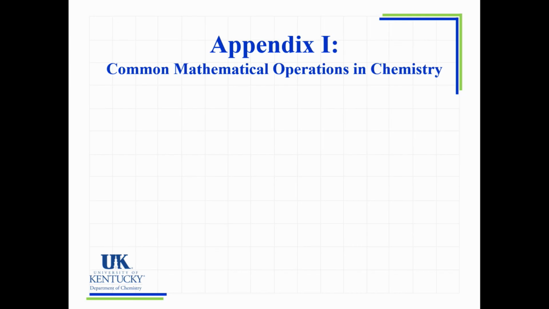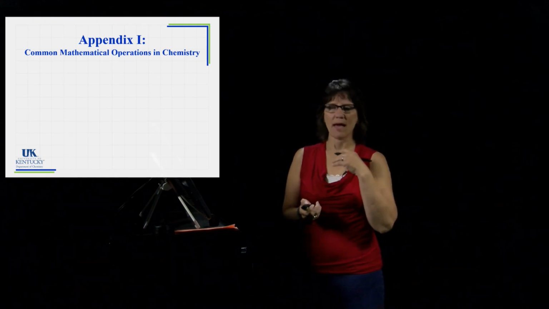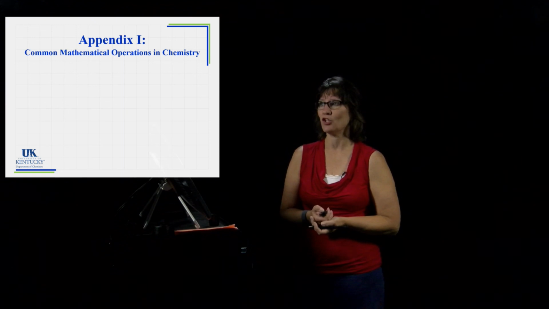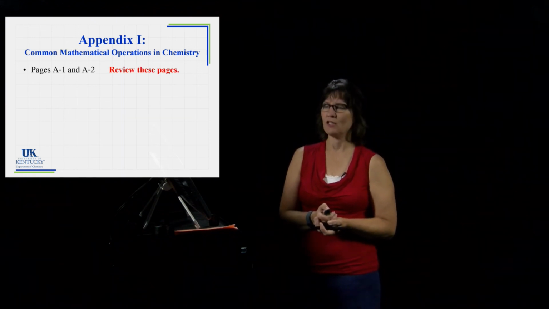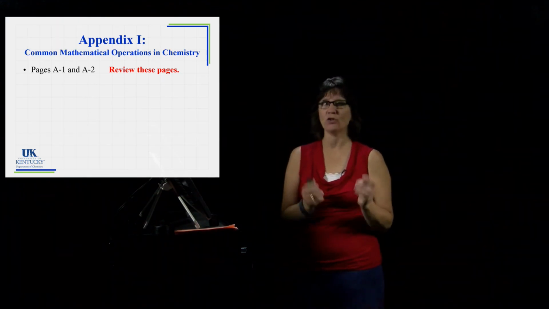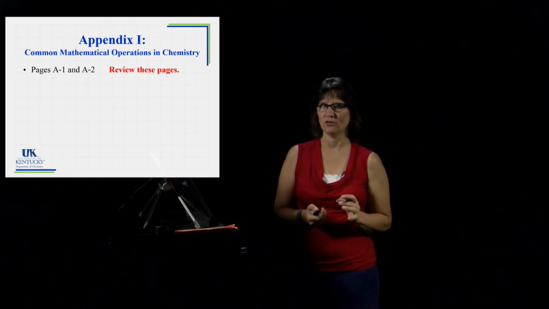So let's consider that there is an appendix in the back of your book. It's Appendix 1, and at the very beginning of this appendix, it's going to be talking about scientific notation. This appendix has got all kinds of common mathematical operations that you use in chemistry, and I would recommend every one of you do a scan through Appendix 1. But today I'm really asking you to emphasize the exponential notation or the scientific notation. So look at A1 and A2. These are the first 2 pages of that appendix, and review these pages.